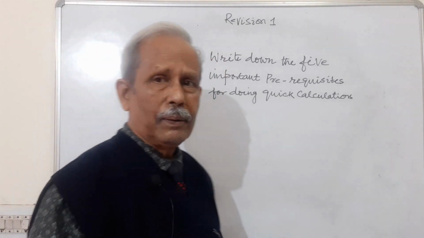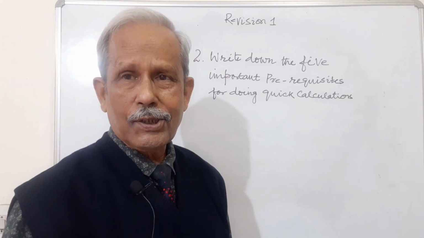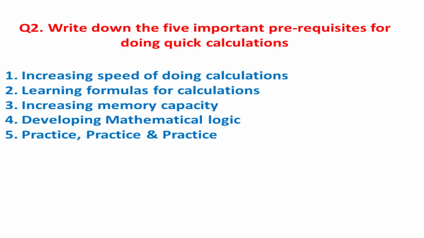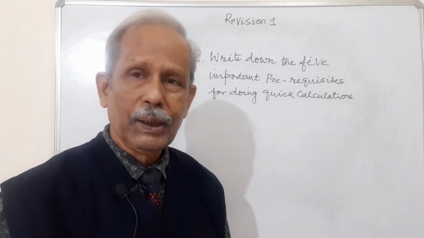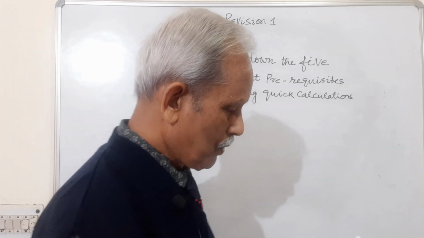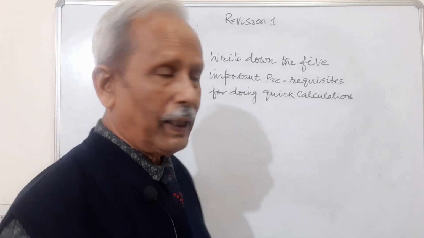I think you have already written the answers. Let us see the right answer. The answer is: increasing the speed of doing calculation, learning formulas for calculation, increasing memory capacity, developing mathematical logic, and practice, practice, and practice. All these 5 things are the most important prerequisites for doing quick calculations. I hope you have understood it. Now let us go for the next question.